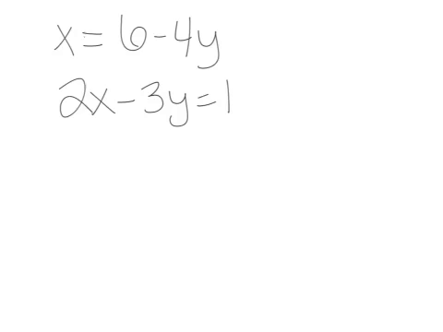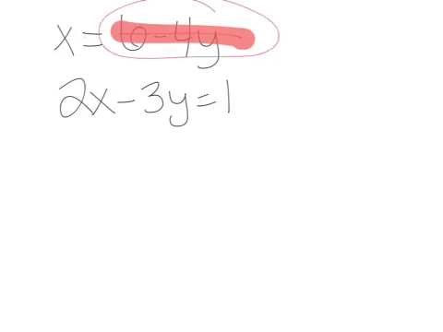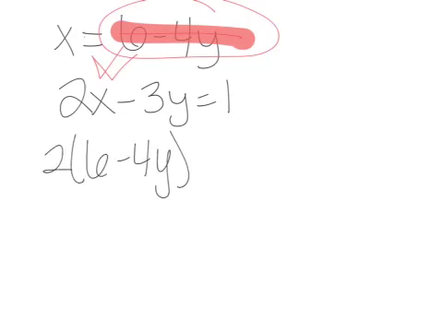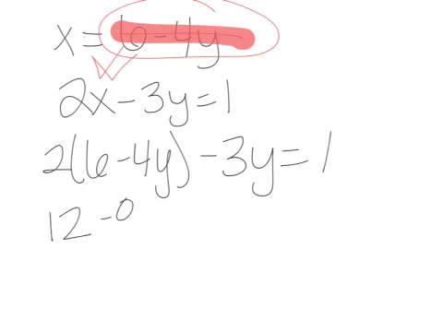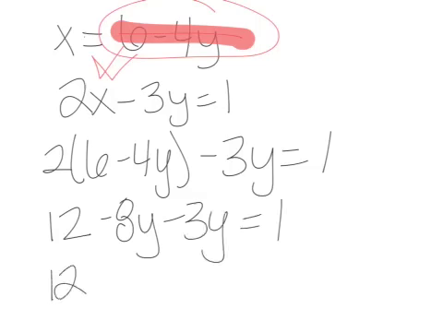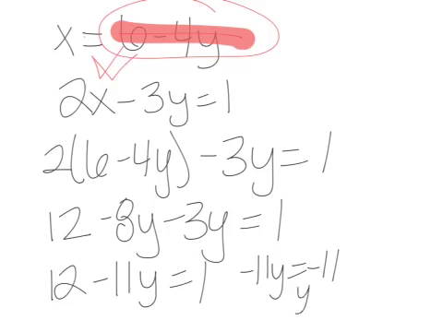This one is a little different because this time I told you what x is equal to instead of what y is. But we're going to approach it the same way. It's just instead of plugging this in for y, we're going to plug it in for x because that is what x is equal to. So we would have 2 times 6 minus 4y minus 3y is equal to 1. So we would have 12 minus 8y minus 3y is equal to 1. So 12 minus 11y is equal to 1. If I subtract 12 from both sides, I get negative 11y is equal to negative 11. So y is equal to 1.